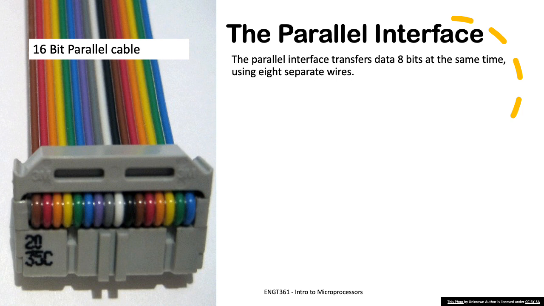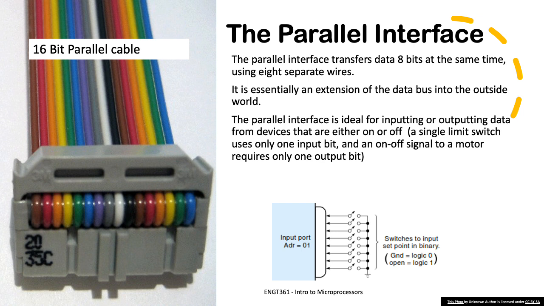The parallel interface transfers 8 bits of data at the same time using 8 separate wires. It is essentially an extension of the data bus into the outside world. The parallel interface is ideal for inputting or outputting data from devices that are either on or off.